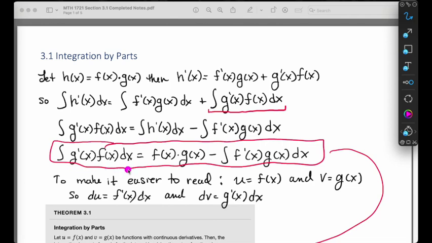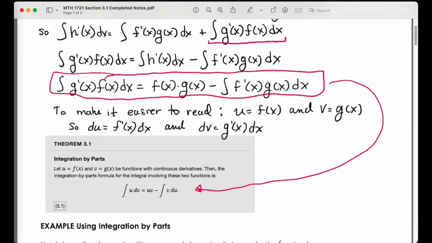Because this is kind of messy, rather than use function notation, we're going to use u is f of x and v is g of x, and we're just going to substitute it so it cleans it up a little bit. So this is our final result.